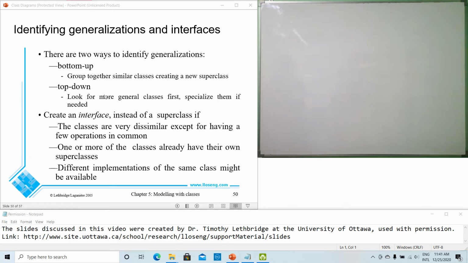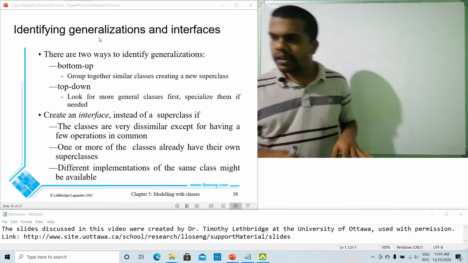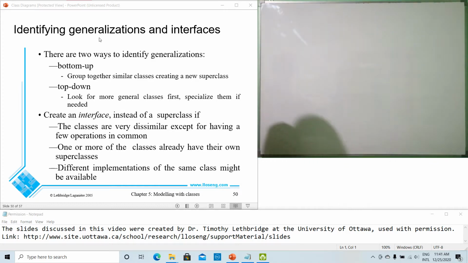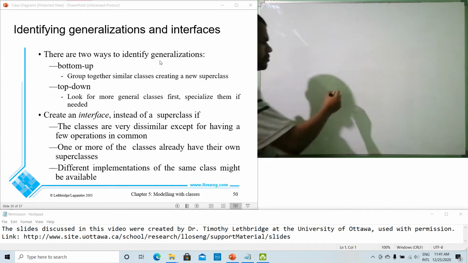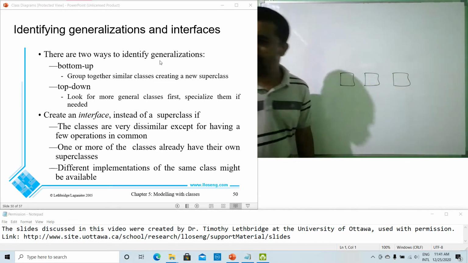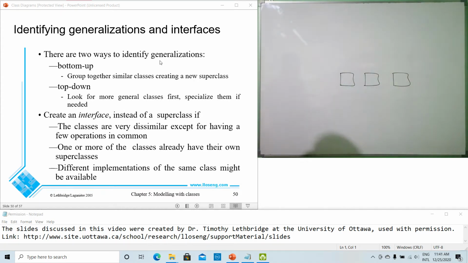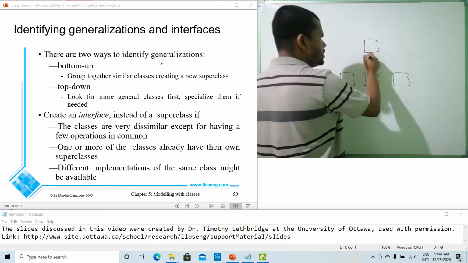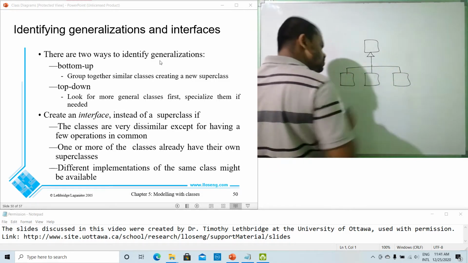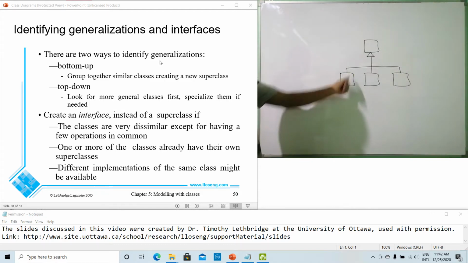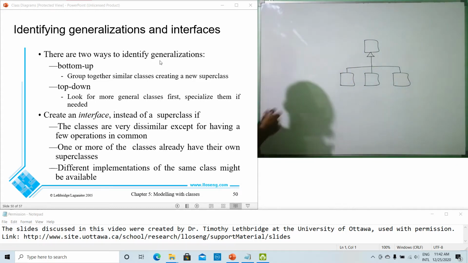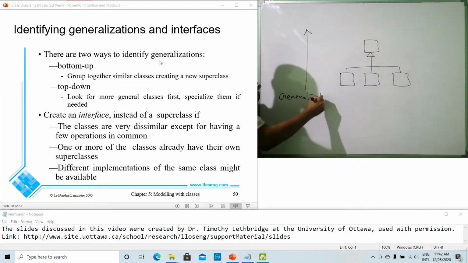In this slide, I want to talk about identifying generalizations and interfaces in class diagrams. Once you have drawn the class diagram, there are two ways to identify generalizations. One is bottom up. That means you observe similar classes and group them together to create a super class. This process we call generalization.